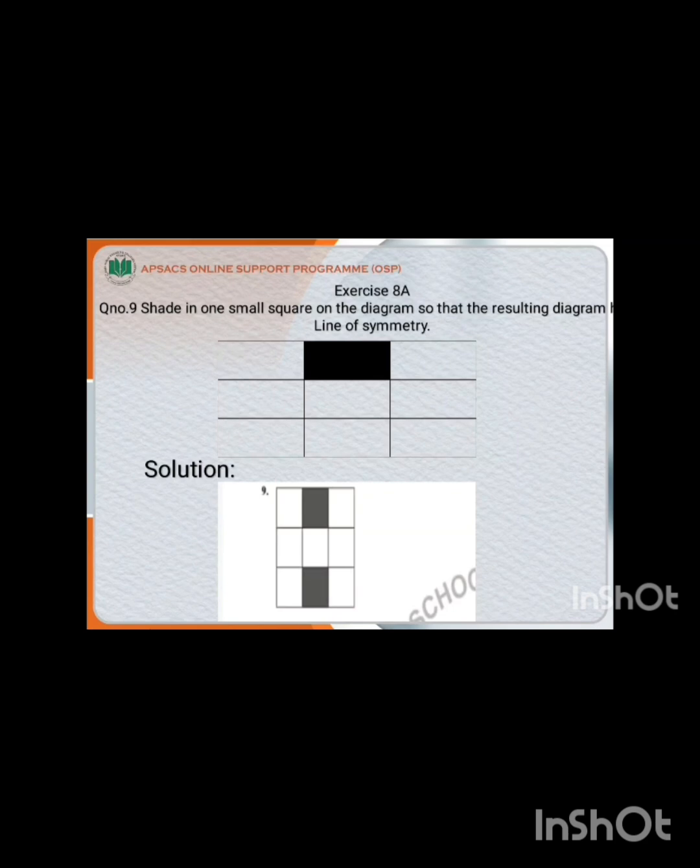Dear student, this is Exercise 8A, question number 9. Shade in one small square on the diagram so that the resulting diagram has a line of symmetry. Dear students, we have to color our box. When we draw the line of symmetry, a figure or shape can be divided into equal half parts.